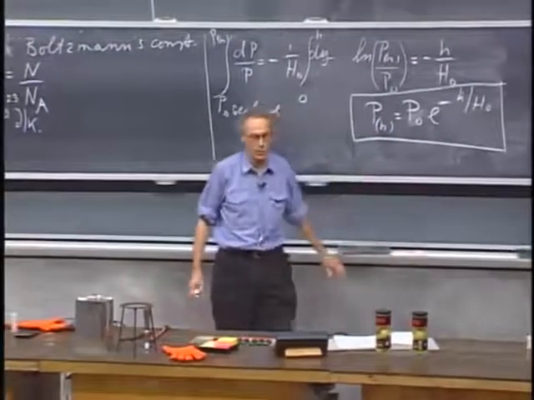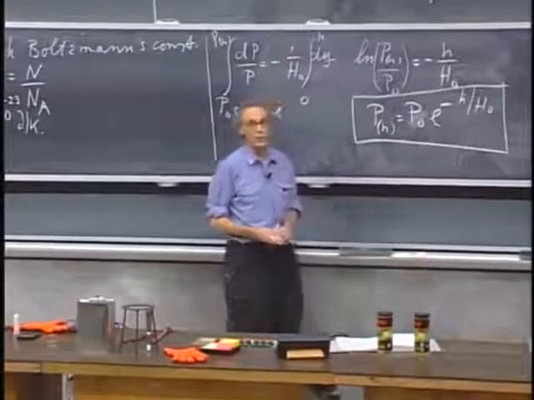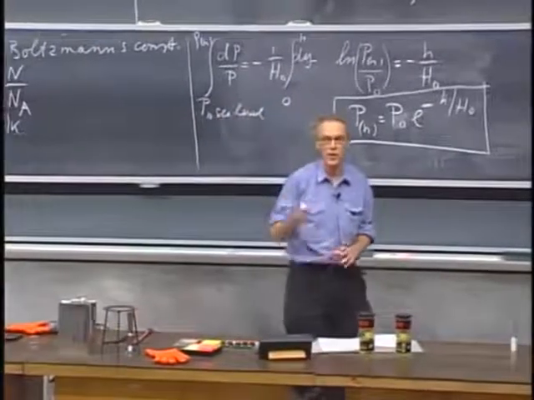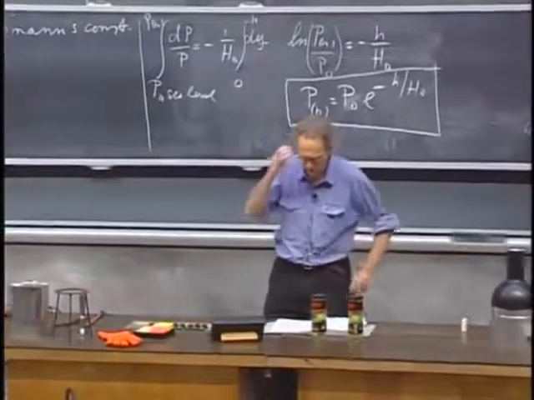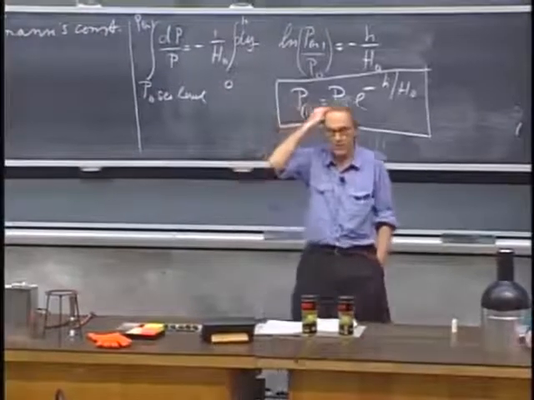Everest is 8.9 kilometers high. If you use this equation, you'll find that the atmospheric pressure there is only 1/3 of what we have here. Not enough oxygen to live.